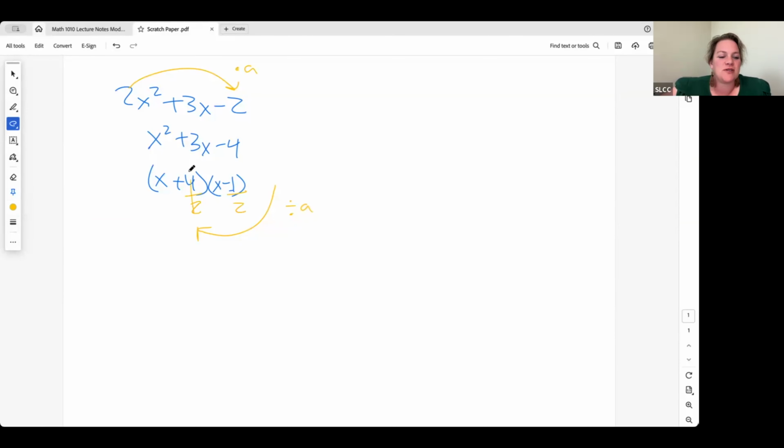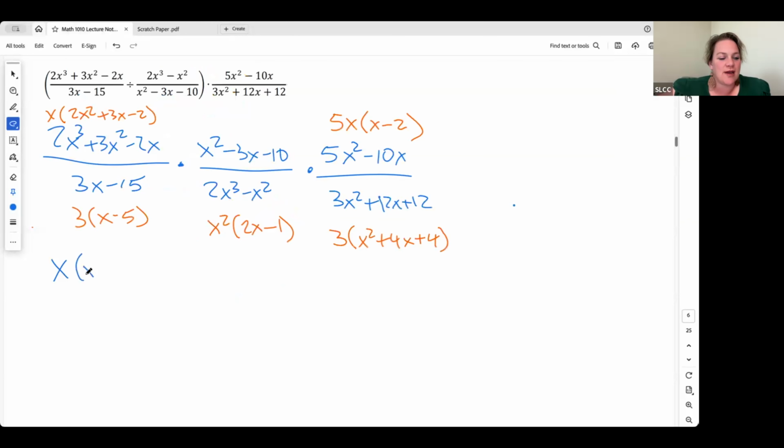Here, 4 divided by 2 is 2, so I'm set. Here, I would need to put the 2 in front. And so it will be x plus 2 times 2x minus 1. And now I have this trinomial factored. x plus 2 times 2x minus 1. In that denominator, I have 3 times x minus 5. Let's look at the next piece.